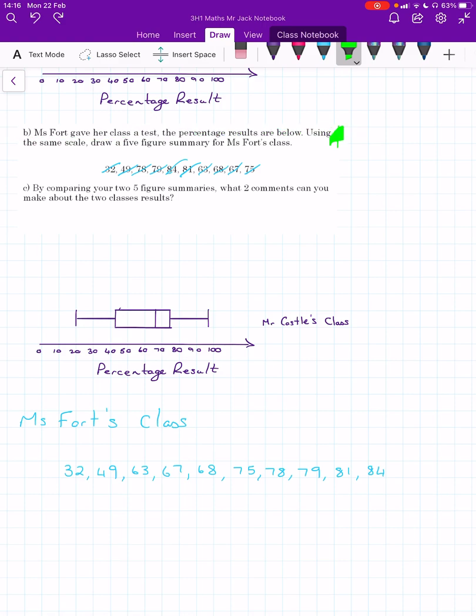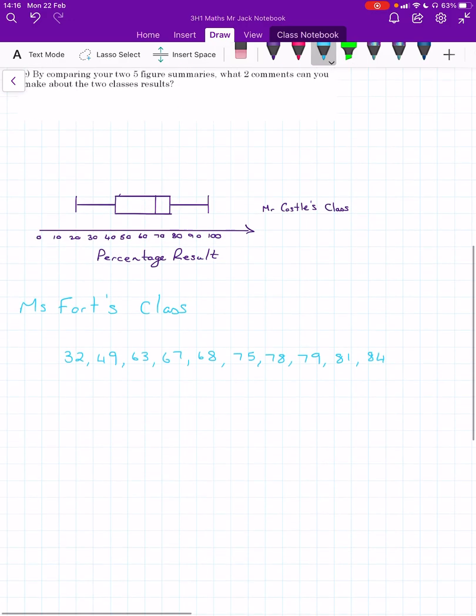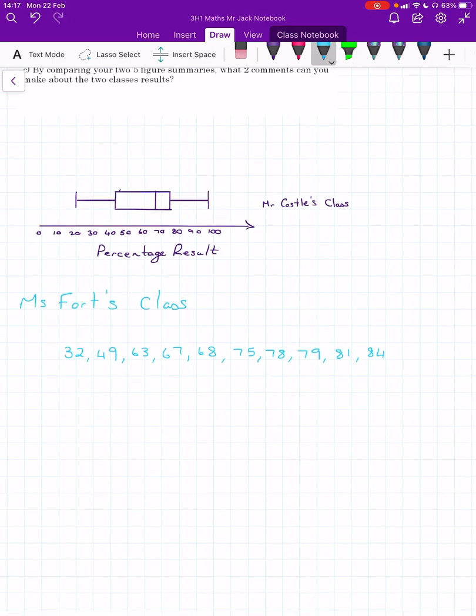The first step that I've taken is just to put these numbers into numerical order. So that's nothing new. I've done that before. It's exactly the same process as we did in the last video. I've just put Miss Fort's class into numerical order. Next thing I'm going to do to draw my box plot, work out my quartiles 1, 2, and 3. So I need to split this data in half. So 4, 5, 6, 7, 8.